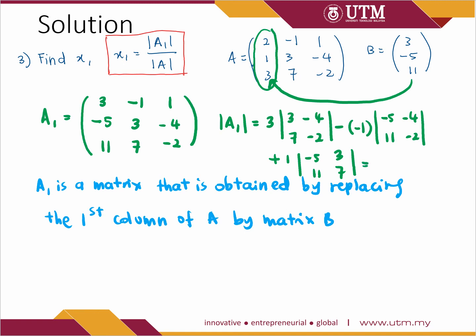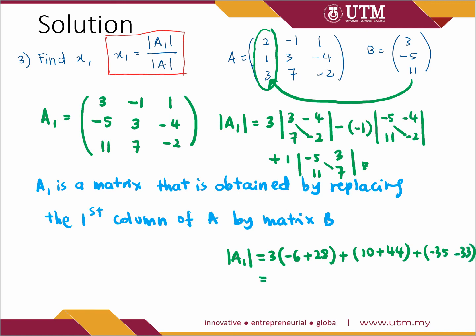So calculating all this, it will be equal to 3 times negative 6 plus 28, plus 10 plus 44, and the last one is plus negative 35 minus 33. So this will be equal to 52. So now we have obtained the determinant of matrix A1.